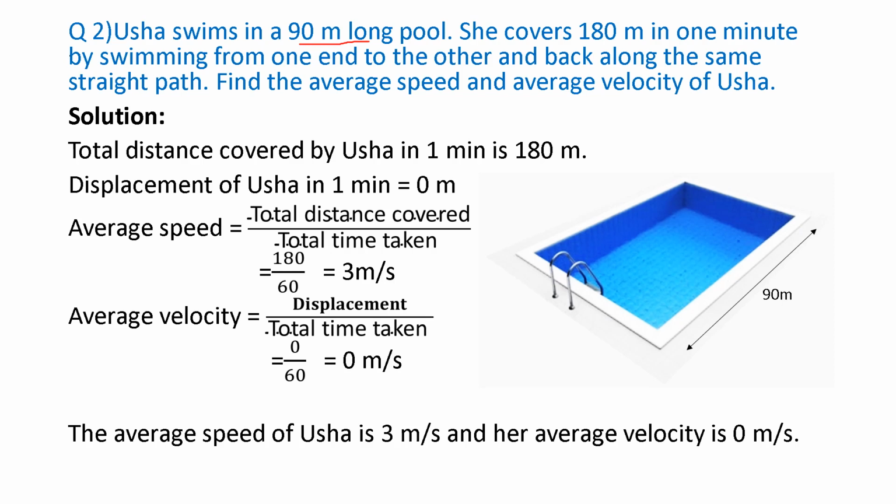Now the formula for velocity is displacement by time. Because the initial and final velocity is not provided, we can use that formula of velocity, displacement by time. Because the displacement is 0 and the time taken is 60 seconds, that is 1 minute converted into seconds, it is 0 by 60, which is 0. So the average speed of Usha is 3 meter per second and the average velocity is 0 meter per second. This is how we solve for average speed and average velocity.